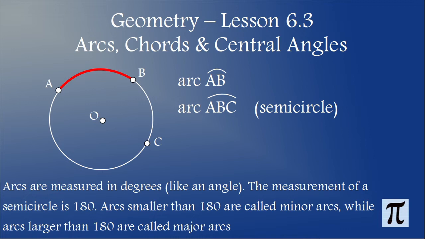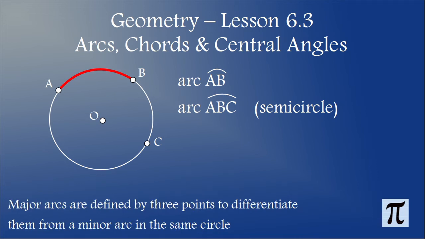Arcs are measured in degrees, just like an angle. The measurement of a semicircle is 180 degrees. Arcs smaller than 180 are called minor arcs, while arcs larger than 180 are called major arcs. So for example, arc AB is a minor arc.